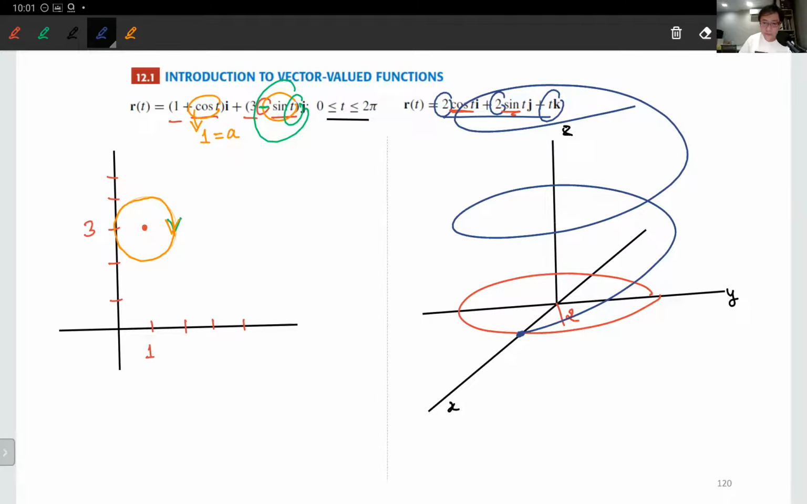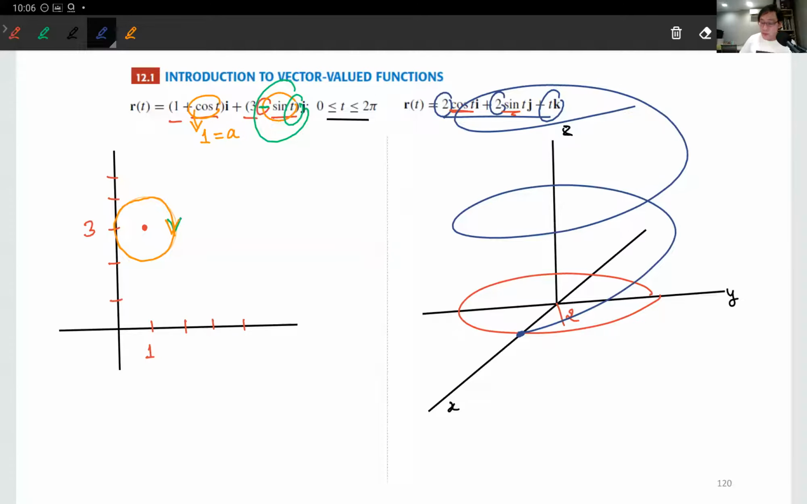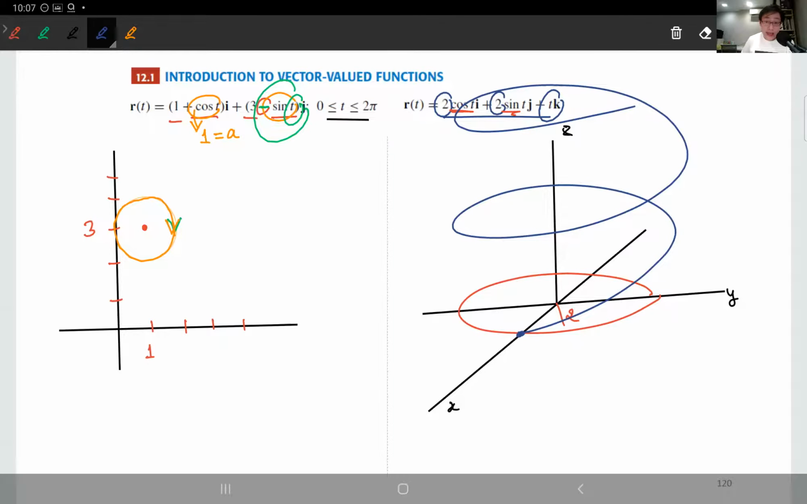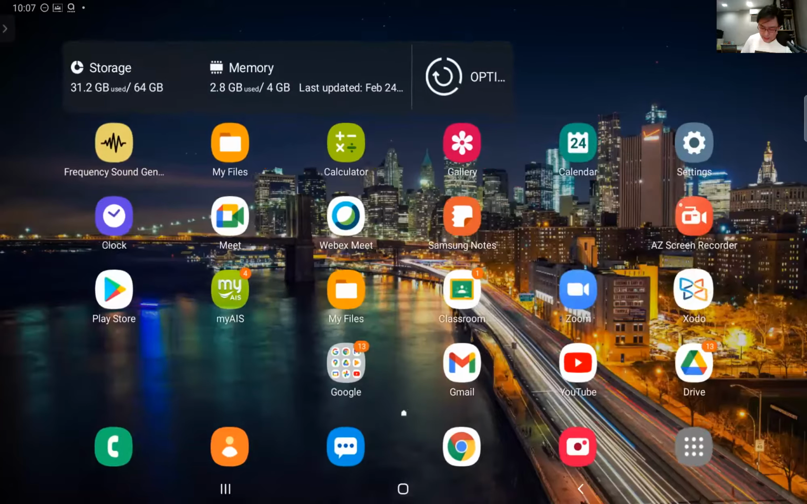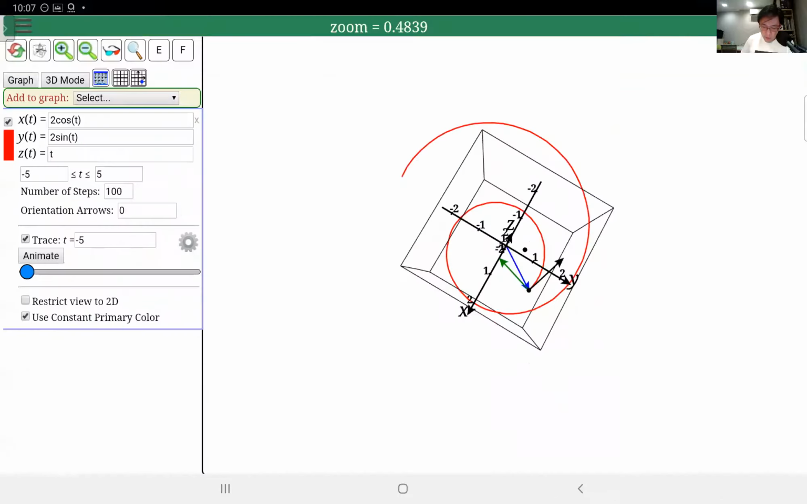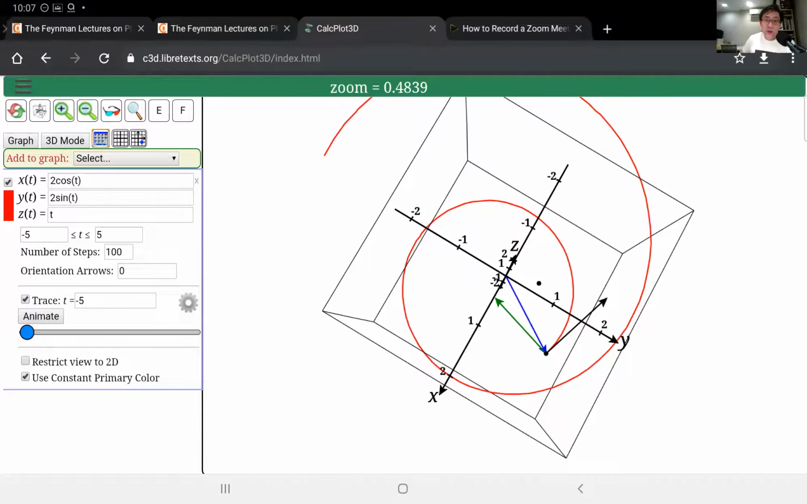All right. What I'm going to show you is using a 3D plotter. The one that I usually use is CalcPlot3D. All right, anyway, so here we go. You guys can try this: CalcPlot3D or any plotting software.